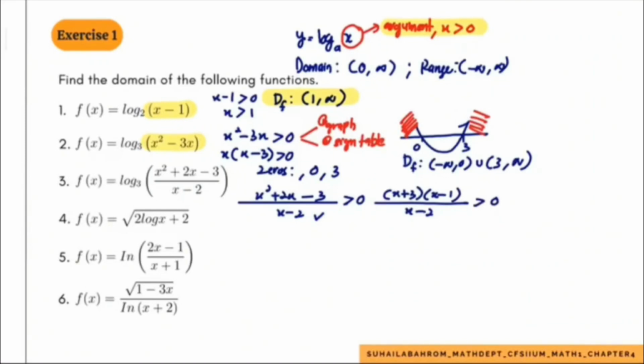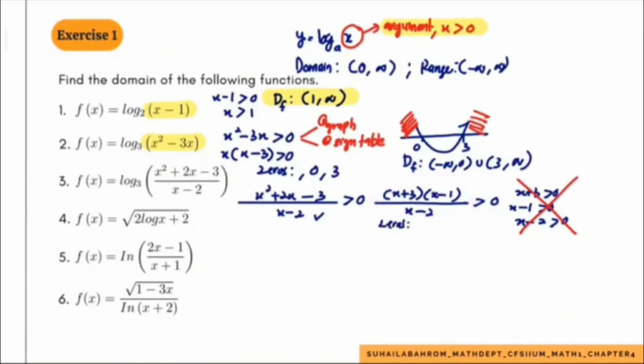Don't ever split between all these factors, like x plus 3 greater than 0, x minus 1 greater than 0, x minus 2 greater than 0. Please don't ever do this, because it is definitely wrong. After you have put it in factor form, what you have to do next is take out the zeros.